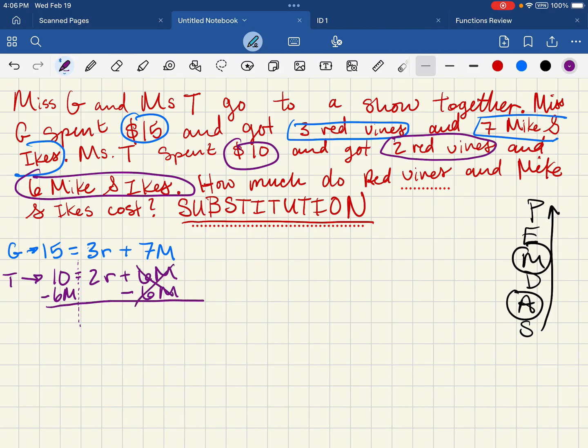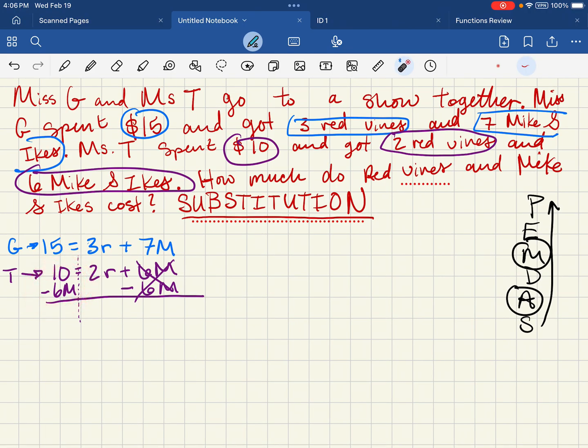6 minus 6M is 0, so that cancels. 10 minus 6M. Well, 10 and 6M are not like terms because 6M has a letter and 10 does not. Because they're not like terms, I cannot combine them, so I'm just going to write them side by side. I'm going to write 10 minus 6M, and that's as simple as it gets. That's the answer for that side, equals 2R.